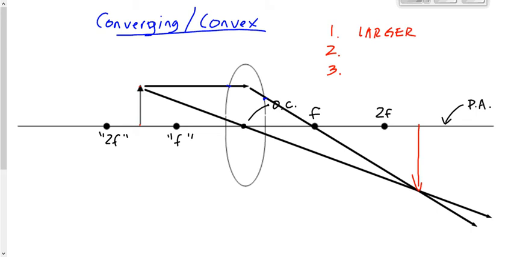Is this red arrow relative to the black arrow, is it right side up or is it upside down? It's upside down. We can call that upside down and we can call that inverted, whatever we want, as long as we mean the same thing, right? And the last one, is it real or virtual? This is a real image. What does a real image mean? It can be projected onto a screen.